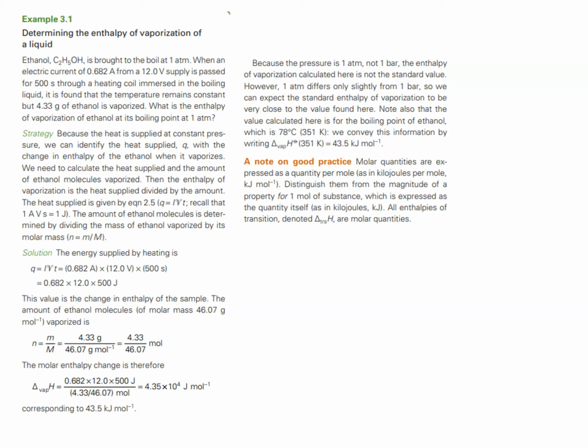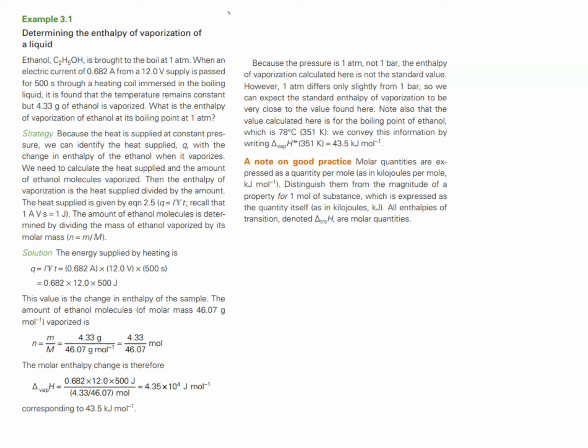So the strategy for this: because the heat is supplied at constant pressure, we can identify the heat supplied, Q, with the change in enthalpy of the ethanol when it vaporizes. We need to calculate the heat supplied and the amount of ethanol molecules vaporized. Then, the enthalpy of vaporization is the heat supplied divided by the amount.